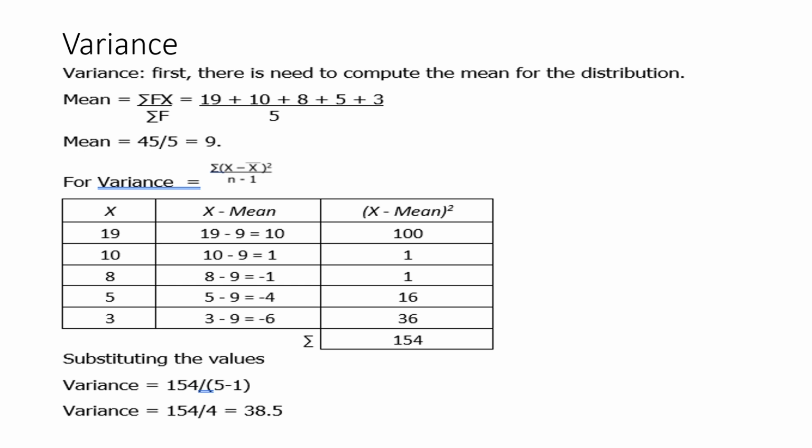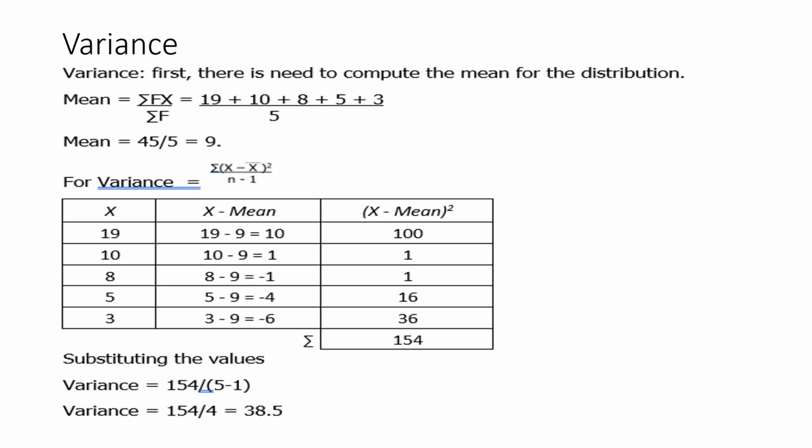The next thing to do is x minus x bar, which is the mean. 19 minus 9, which is 10. 10 minus 9, which is 1. 8 minus 9, which is minus 1. 5 minus 9, which is minus 4. And 3 minus 9, which is minus 6.